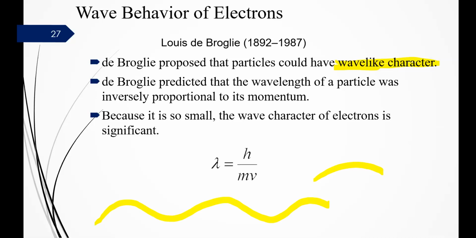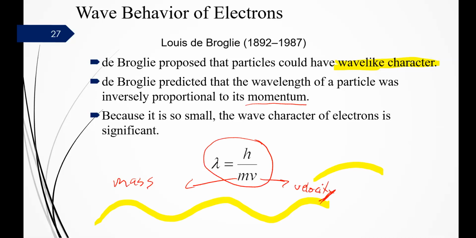And so de Broglie decided that, well, maybe it's related to the momentum of a particle. And so they give us this equation here. What this is looking at is this is our mass, and instead of being our frequency, this is going to be our velocity.